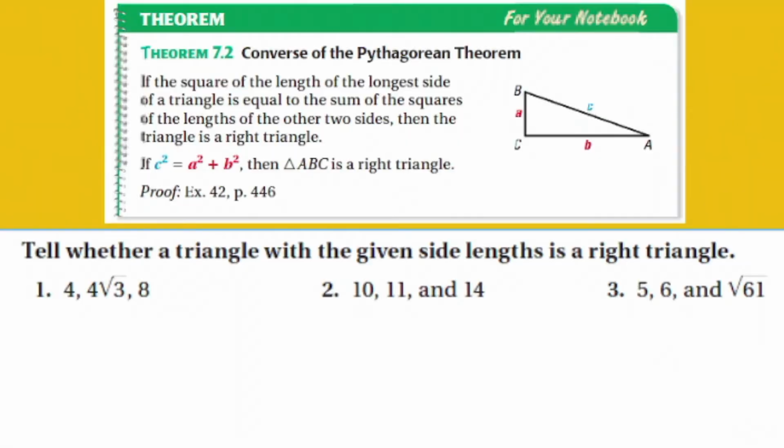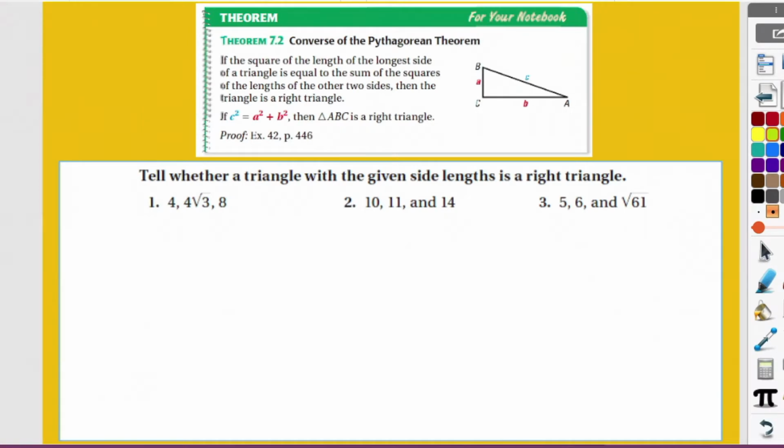So the official converse of the Pythagorean theorem says that if the square of the length of the longest side of a triangle is equal to the sum of the squares of the lengths of the other 2 sides, then the triangle is a right triangle. In other words, if a squared plus b squared equals c squared, then you know you have a right triangle. So the way that you'll have to apply that is by checking out 3 numbers, putting them into a squared, b squared, c squared, and seeing if you'd have a right triangle.